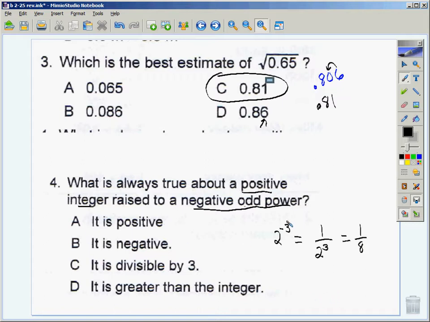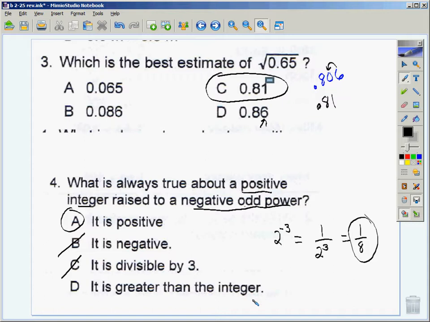So, I started out with a positive integer. I ended up with a positive number. No longer an integer, though, is it? A is the correct answer. It will not ever be negative. The only time it would be divisible by 3 is if I started out with something that was divisible by 3. Is it ever going to be greater than the integer I started with? No. No way for it to be greater.